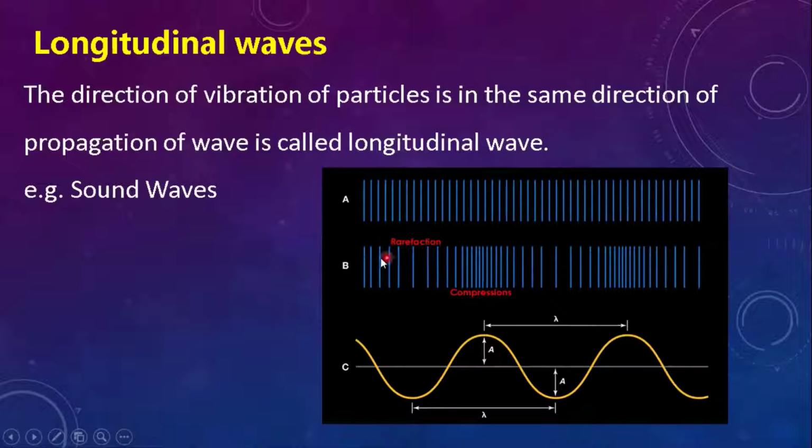The midpoint of this rarefaction is taken as one point of the wave shape. You can represent it downward, as negative amplitude. The density is very high here, and that midpoint is represented with the maximum displacement, which is called amplitude. So this is the top amplitude. Positive amplitude is represented with the midpoint of the compression, and negative amplitude with the midpoint of the rarefaction. An example of longitudinal waves is sound waves.